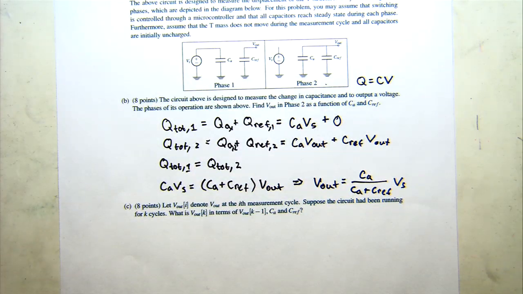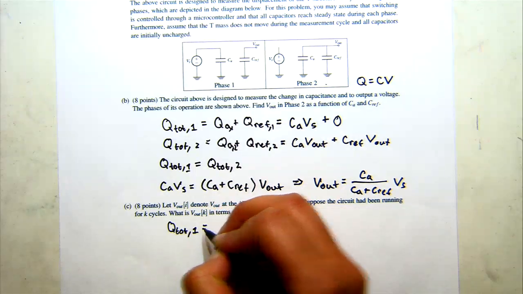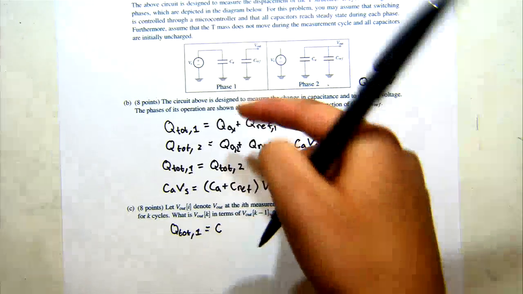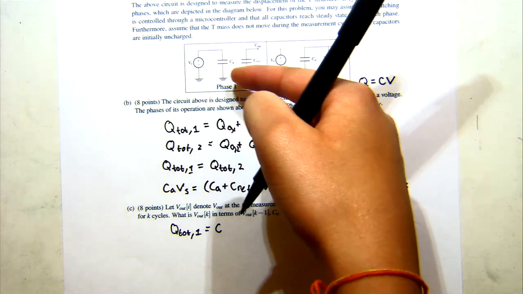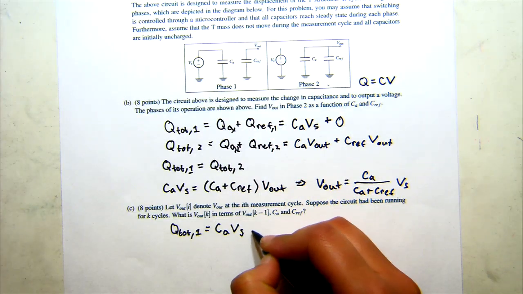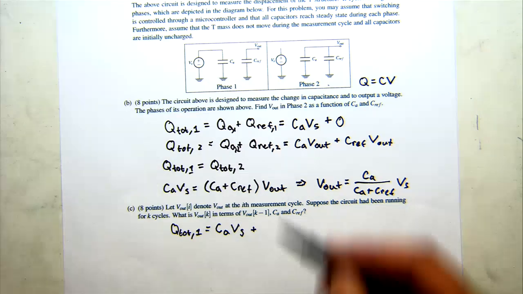Now we're saying, let this go for a couple more cycles. So we're at phase 1, phase 2, back to phase 1, back to phase 2. And now we're at the ith measurement cycle. Okay? So in phase 1, we are doing a similar thing. We're saying Q total 1. From before, we had the same idea that across capacitor CA, we're going to have CAVS. But what's going to be a little different here is the charge across C ref.